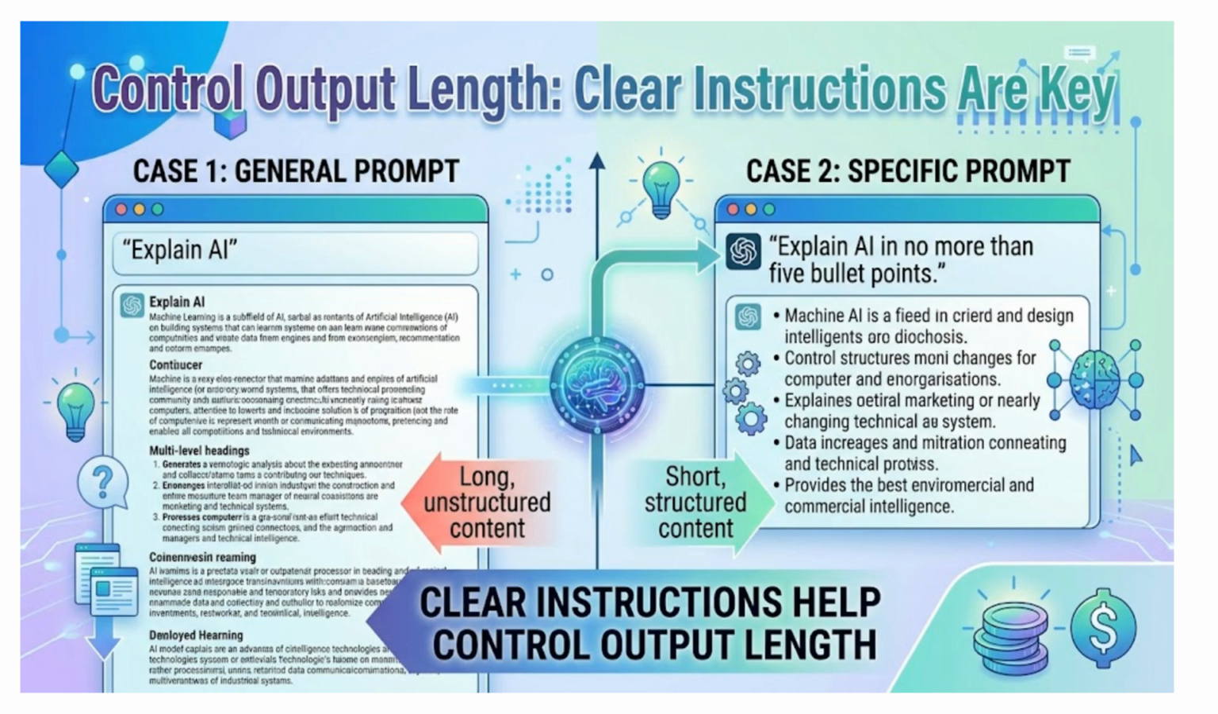Controlling the output length is another important part of prompt design. For example, if we simply say, "Explain AI," the model may generate a long and detailed response. But sometimes, our application needs something shorter and more structured. So we can give a clearer instruction, such as, "Explain AI in no more than 5 bullet points." Now the model understands the format and approximate length we want. This can make the response easier to display and can also help reduce unnecessary token usage. So remember, clear instructions help us control the model's output.